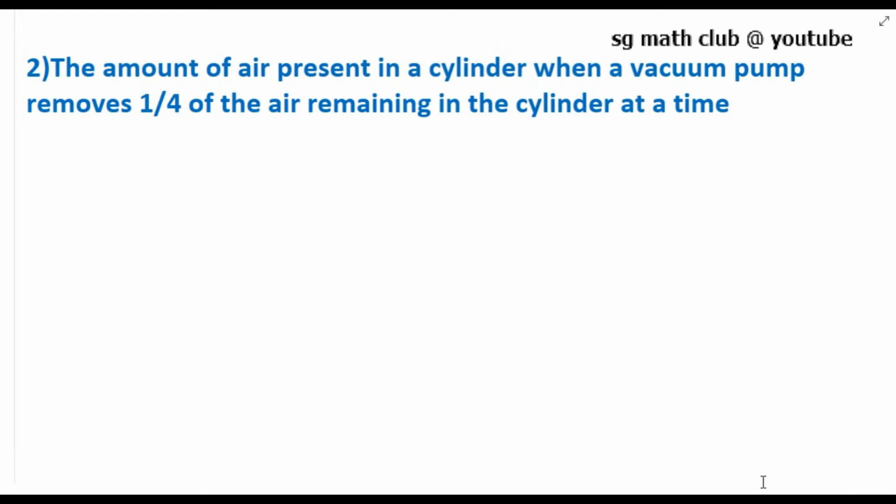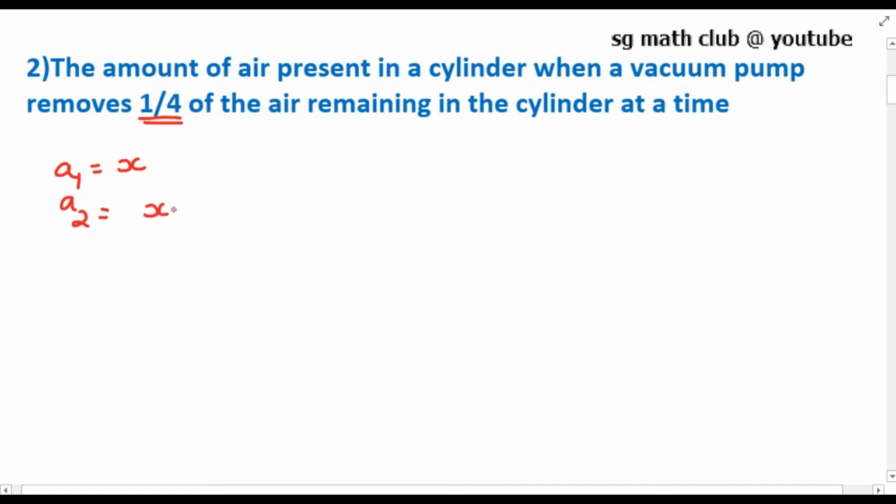Now the second question is the amount of air present in a cylinder when a vacuum pump removes 1/4 of the air remaining in the cylinder at a time. So let the cylinder at first be full, having the air present in the cylinder be x. Now the vacuum pump removes 1/4 of the air. So first we will take A1 to be x. Now we need to find A2.